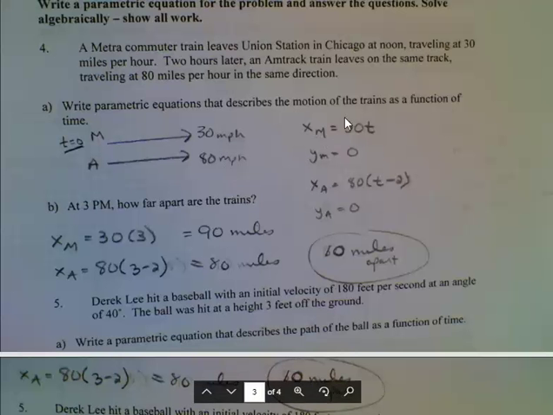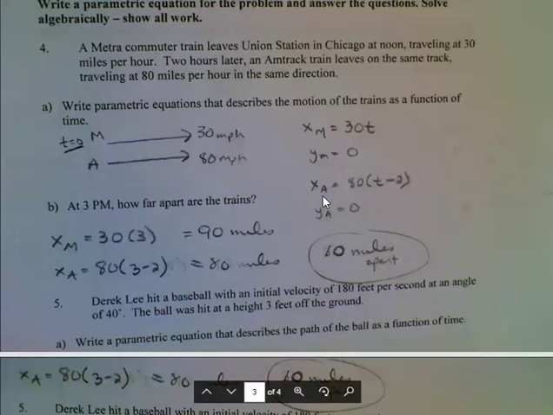So when I set up the first train, x is going to be changing. It's the rate times the time. So 30 times t is the x motion. And y you can set to anything. It's any constant. I just set it equal to 0, but it could be any constant. It's going to stay constant if I'm just moving to the right.